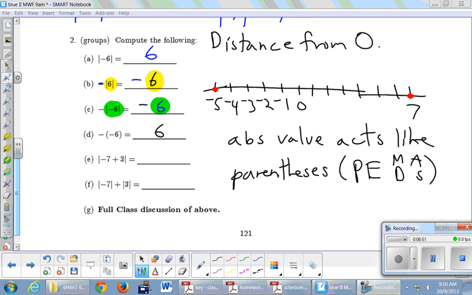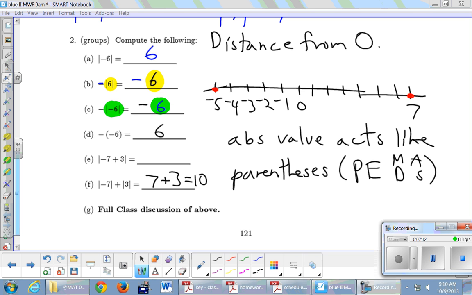Okay, then we get parts E and F. And if you wrote 10 for both of them, you got one right and one wrong. So one of these guys is equal to 10. Let's take a look at part F. Part F says, take the absolute value of -7. What is it? 7. And then plus absolute value of 3 is 3. And then add them, and we get 10.